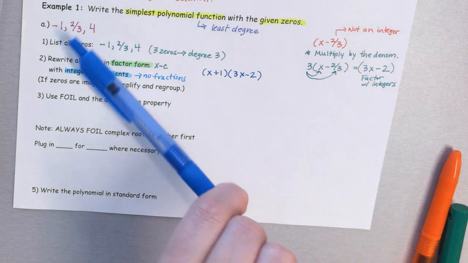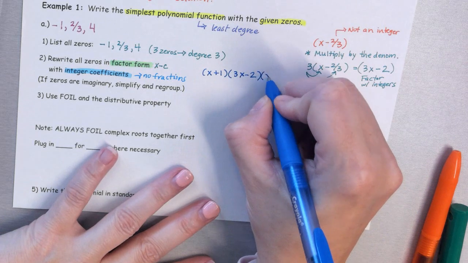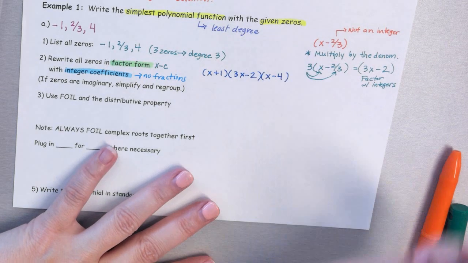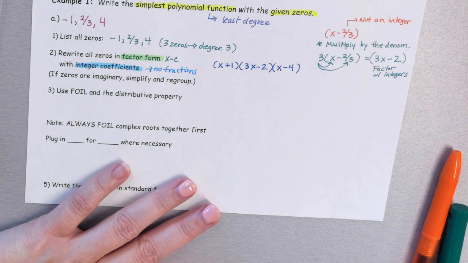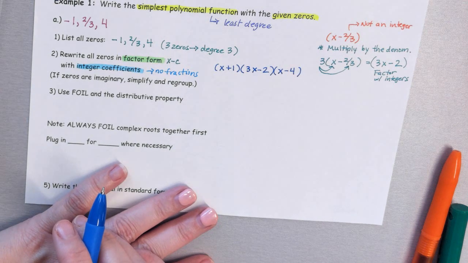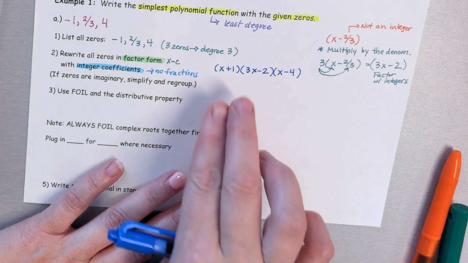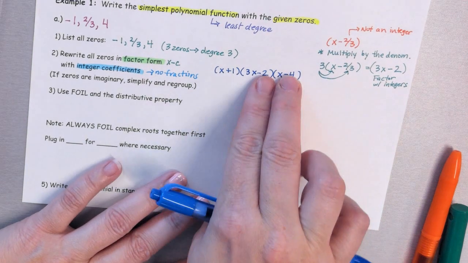All right, and then the last one is 4. So what would factor form be of 4? Yeah, x minus 4. And this is very similar to what we did earlier in chapter 3. We just have to FOIL these together piece by piece. And you can decide, do you want to FOIL the first 2 together? Do you want to FOIL the last 2?